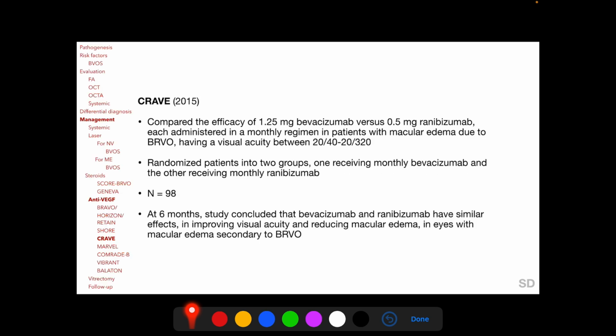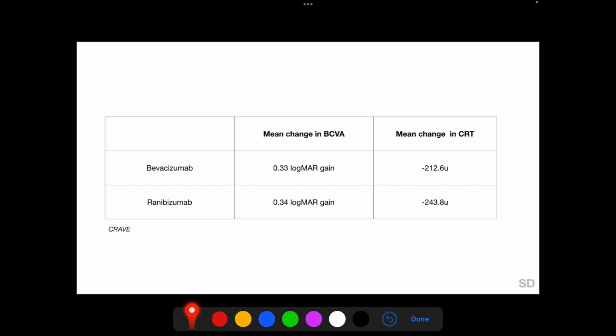The CRAVE study compared the efficacy of 1.25 mg bevacizumab versus 0.5 mg ranibizumab, each administered in a monthly regimen in patients with macular edema due to BRVO and having a visual acuity between 20/40 and 20/320. And at 6 months, this study concluded that monthly bevacizumab and monthly ranibizumab injections have similar effects in improving visual acuity and reducing macular edema in eyes with macular edema secondary to BRVO. And this table shows the 6-month data from the CRAVE trial.